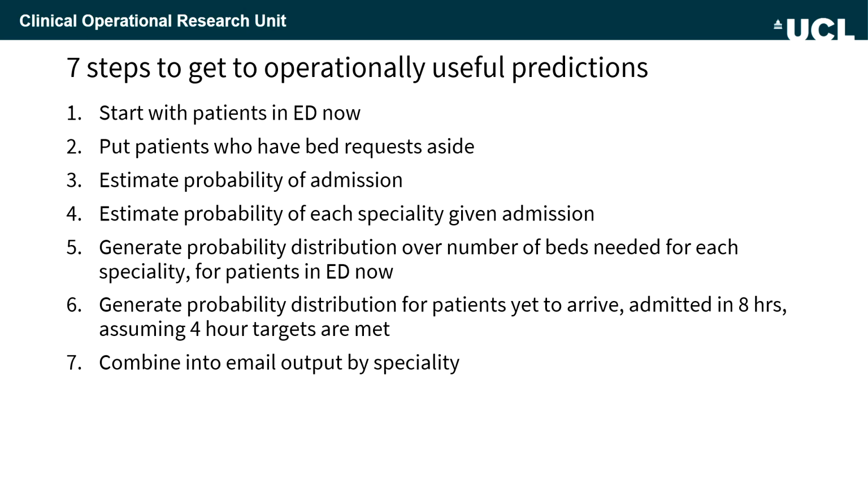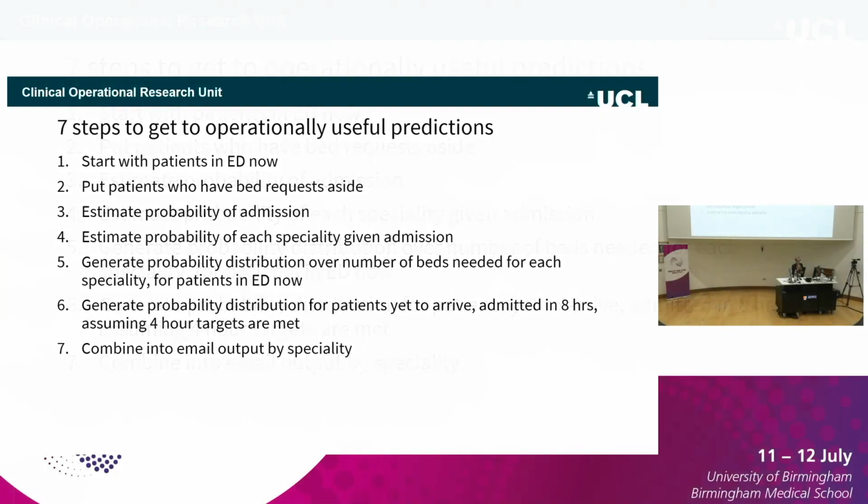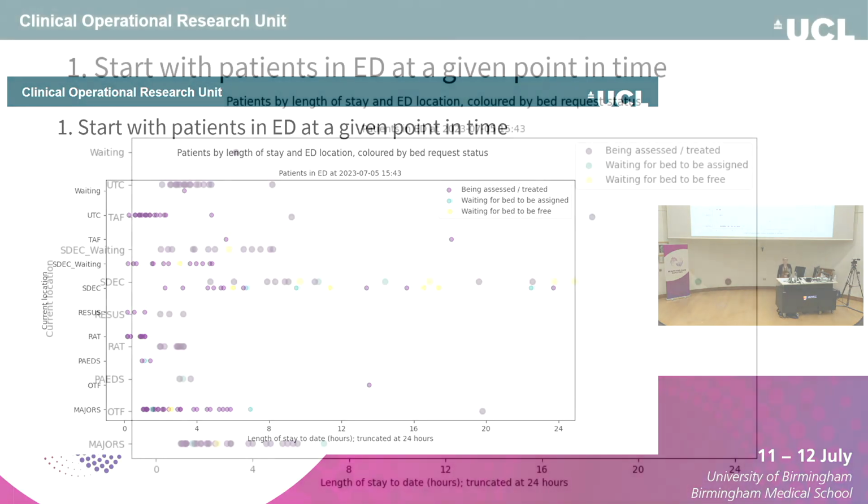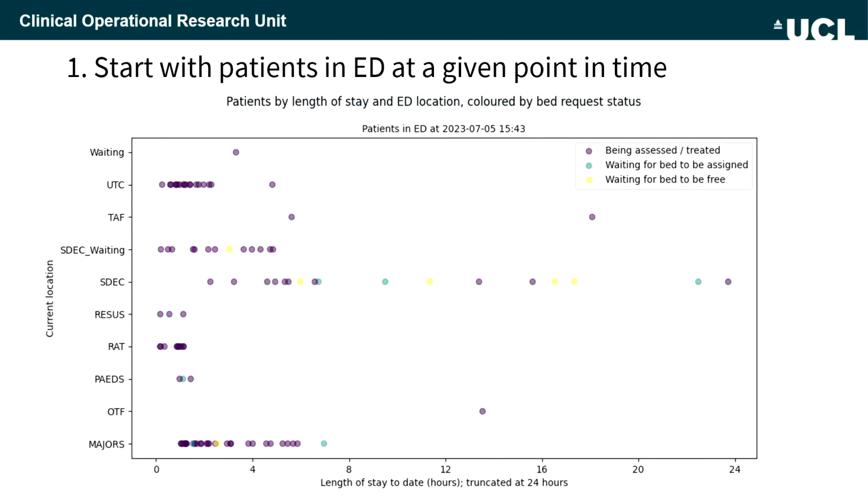So I'm just going to run through a very simple example from last week, just to give you a sense of what's going on here, how we're actually generating this stuff. And so there are 7 steps, and I'm going to just go through each of them with an example. So the first step is to start with patients in the ED at a given point in time. So I made this presentation last Wednesday. This was at 3:43 in the afternoon.